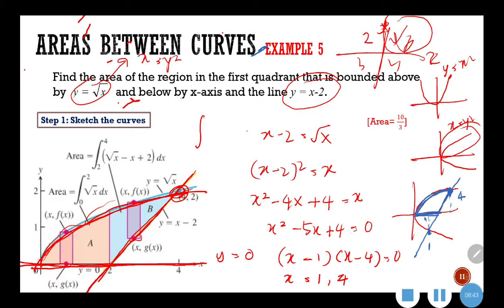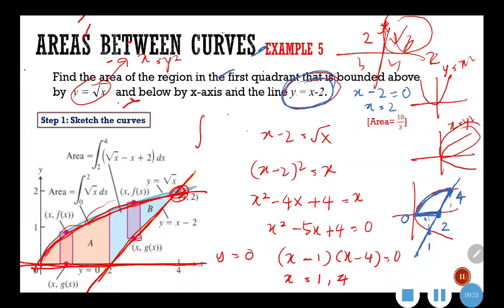Alright, so this is our consideration. Then we know this is 0, this is 4. And then we have the line here, but we don't know what is the value here. Apakah value kat situ? But it's very simple to know what this value is. We have the line y equals x minus 2. So at this point, y equals 0. So x minus 2 equals 0, then x equals 2. So that's why here we have the point 2 here.